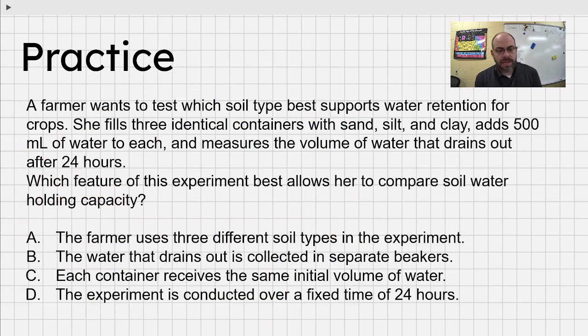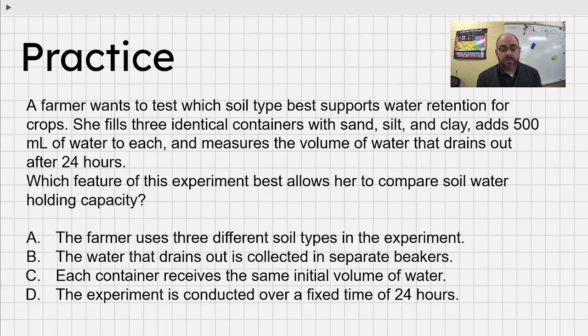A farmer wants to test which soil type best supports water retention for crops. She fills 3 identical containers with sand, silt, and clay, adds 500 mL of water to each, and measures the volume of water that drains out after 24 hours. Which feature of this experiment best allows her to compare soil water holding capacity? All right, so let's look. This is more an experimental design question. It's fine, though. We don't mind those.